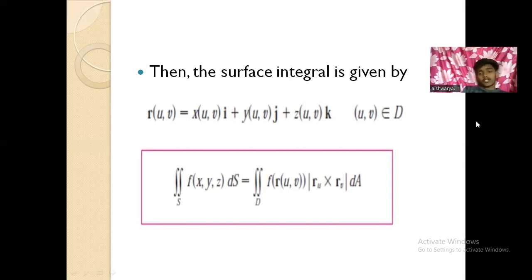And (u, v) should belong to D, and here we should divide this r of u comma v into these three parameters x, y, z, like x of u comma v into i plus y of u comma v into j plus z of u comma v into k. And by using this formula, we can determine the surface integral in the given problems and in the example problem solutions.